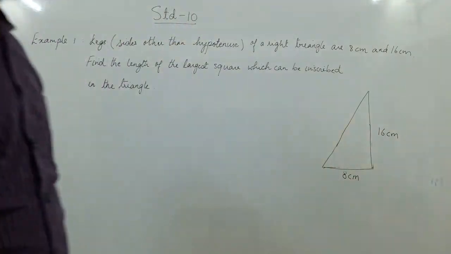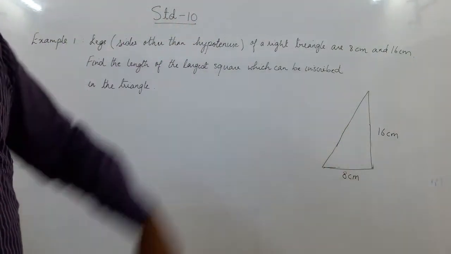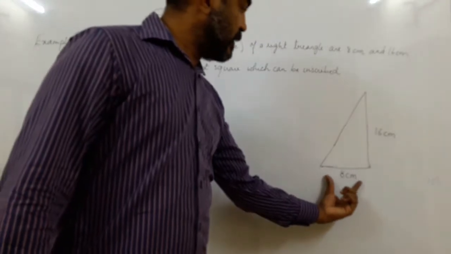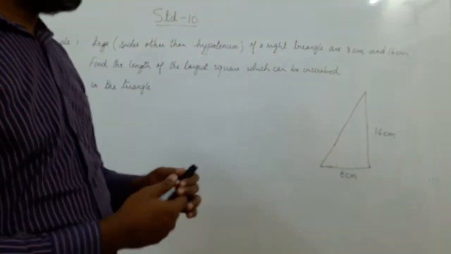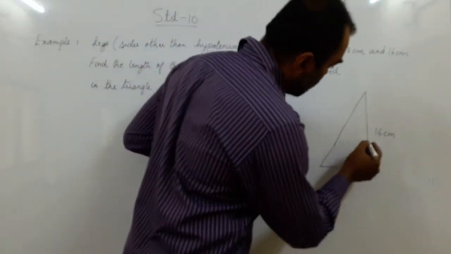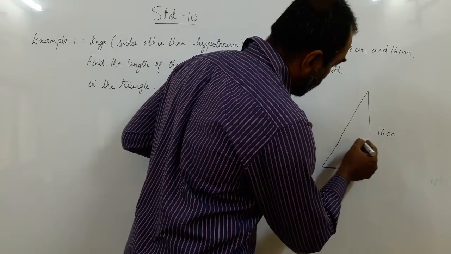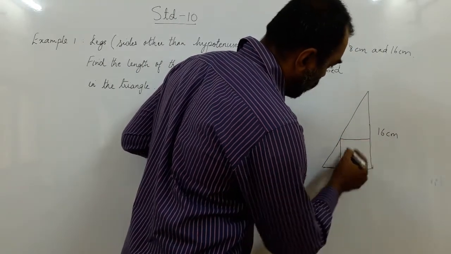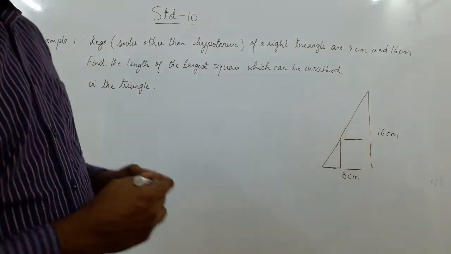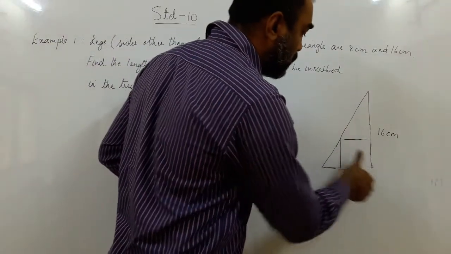But have you understood the question? You are given a triangle of this sort. One side is 8, one is 16. Find the side of the biggest square you can put inside. Now what is the specialty of a square? In a square, all the four sides are equal. So what will be the length of this largest square?